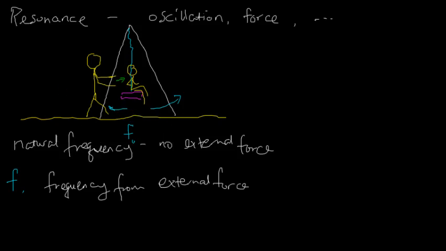Okay, so let me call this amplitude A. Let's say A is the amplitude of the swing, and I'm going to try and plot a graph. Let's see what kind of graph I want. I want a graph of the amplitude of the swing against the frequency from the external force, not the natural frequency, but frequency from the external force. And let's say somewhere on the graph, maybe here, is the value of the natural frequency.